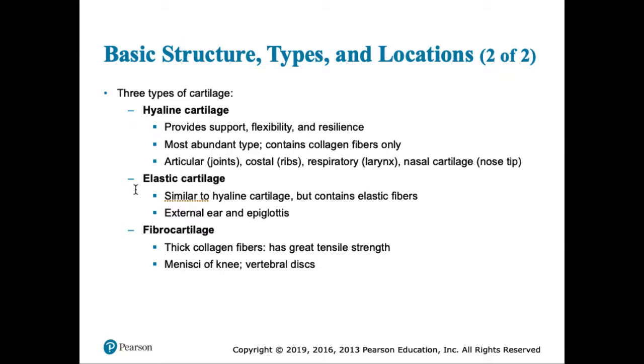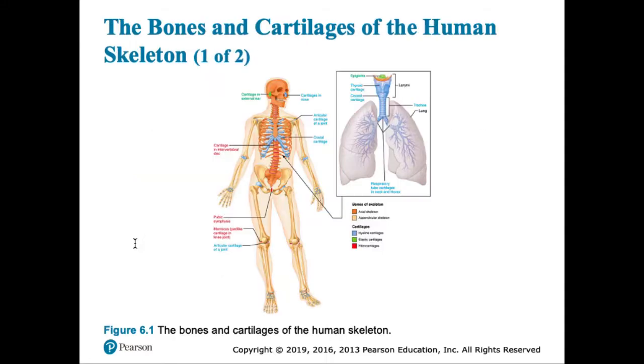We also have this elastic cartilage. It's similar to hyaline, but it contains this elastic. You can see these in things like the epiglottis and the ear. And then, of course, there's fibrocartilage. That's these thick collagen fibers. They have this great tensile strength. And you see these in the menisci of the knee, the vertebral discs, and so on.